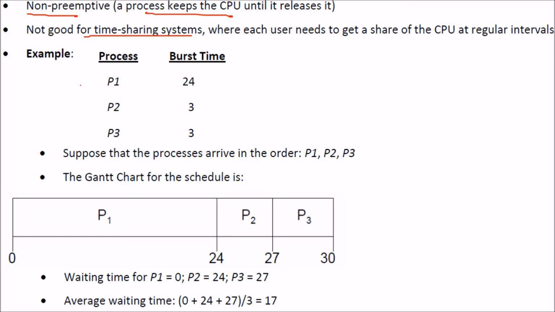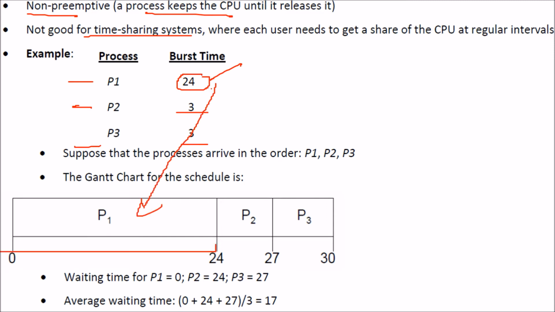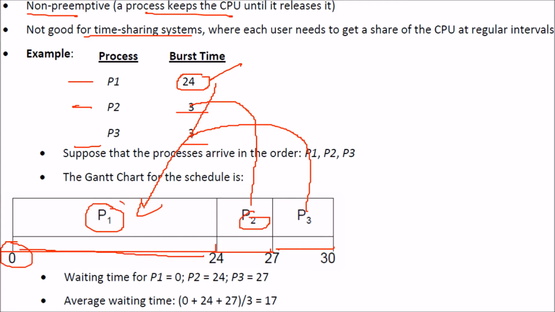These are the processes P1, P2, P3. P1 requires 24 unit time to complete. This requires 3 and this requires 3. Because P1 has come, it will be allotted first. It will complete till 24, then P2 will be allocated, and it will complete for 3. Then P3 will come, it will be allocated sequentially. Now what is happening here is, this P1 is waiting 0 time, but P2 has to wait all along till P1 completes. This is the convoy effect.